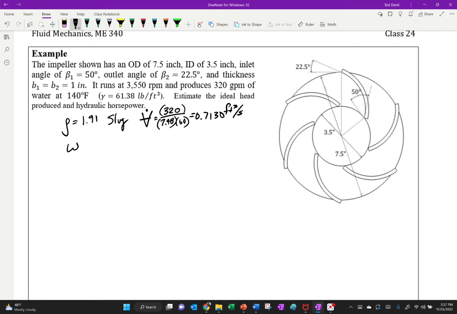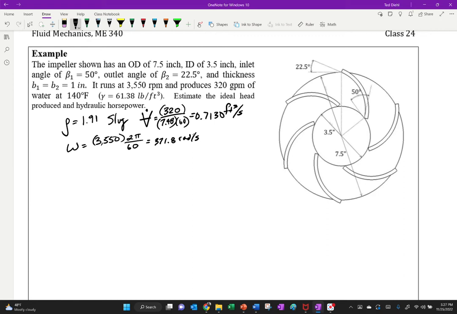I'll convert my angular velocity, so 3,550 revolutions per minute, multiply by 2 pi radians per revolution, divide by 60 seconds per minute, and we end up with 371.8 radians per second.